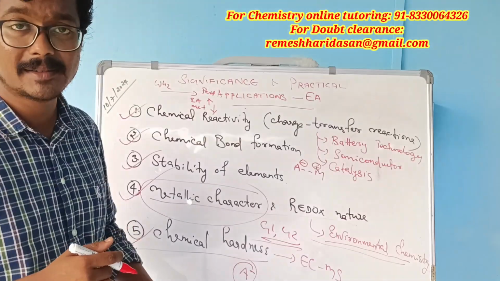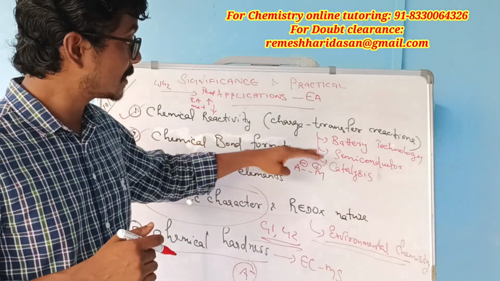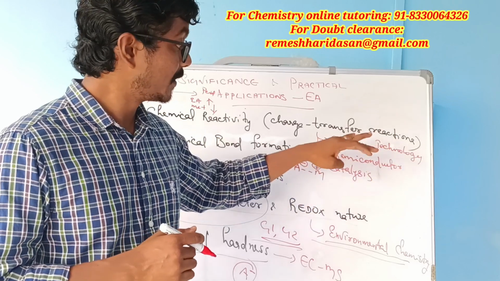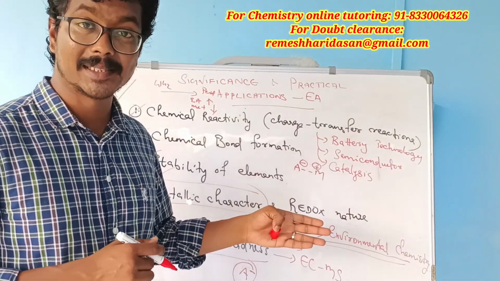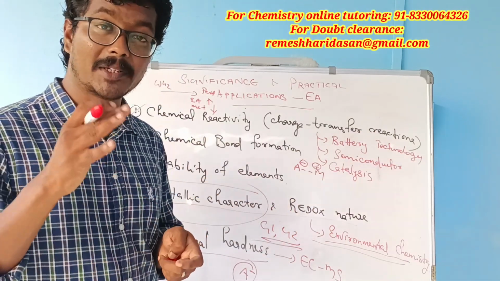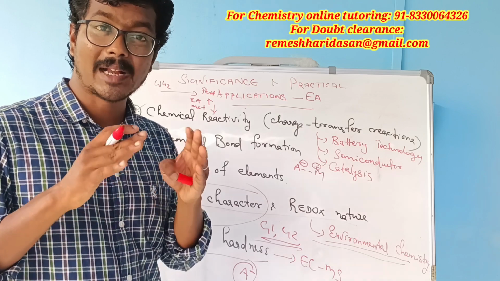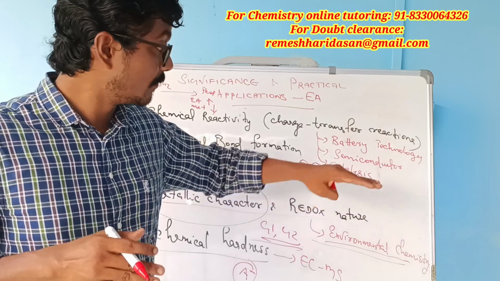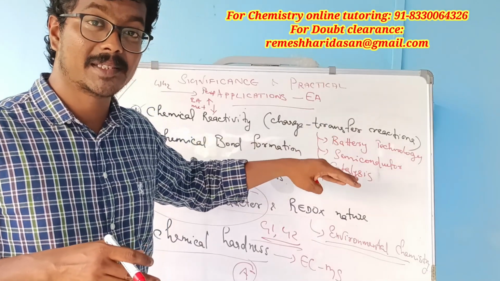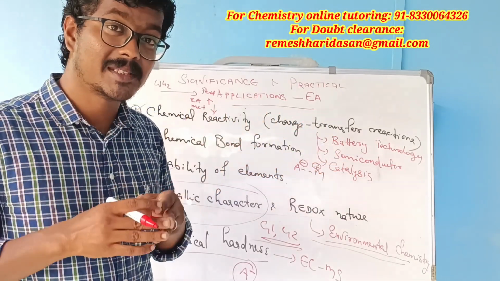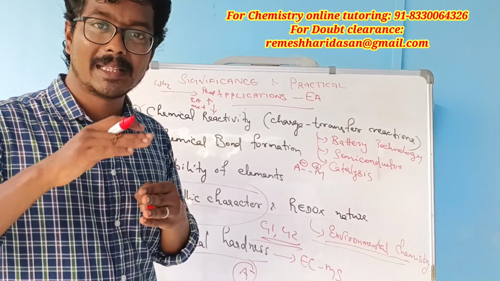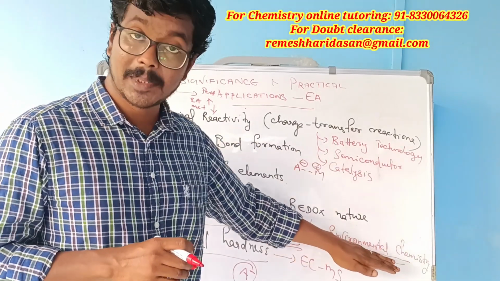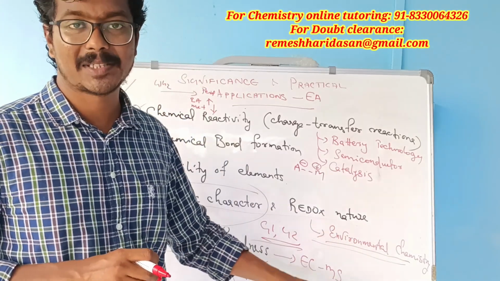These are the significances of electron affinity, and we use the electron affinity principle in battery technology, the semiconductor field, and catalysis. In developing a catalyst for a particular reaction, in order to control the electron transfer and charge transfer reactions, we use a catalyst. The catalyst must have the property to control the environment of the reaction. So catalysis and environmental chemistry, as well as electron capture mass spectrometry.